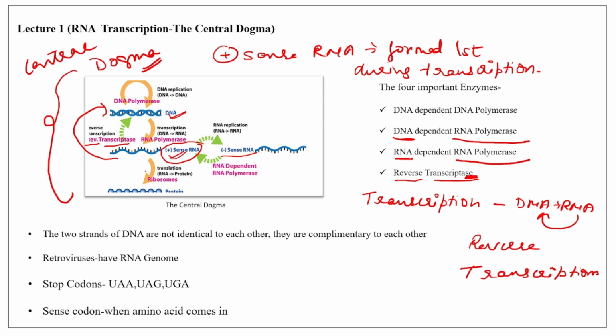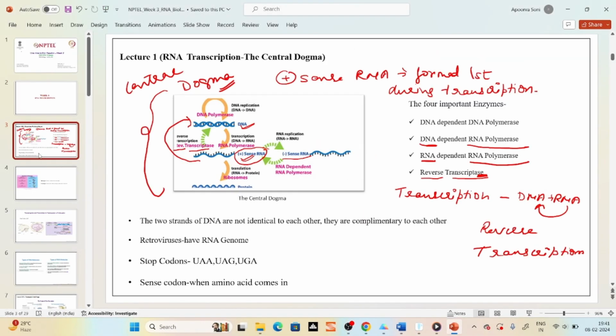Now, some important points regarding the central dogma: the two strands of DNA are not identical to each other, they are complementary to each other. What does it mean? Just a minute, I'll add a new slide and I'll write a DNA sequence. Suppose the sequence is AATTCCGTA. Now, what is the complementary of this sequence?